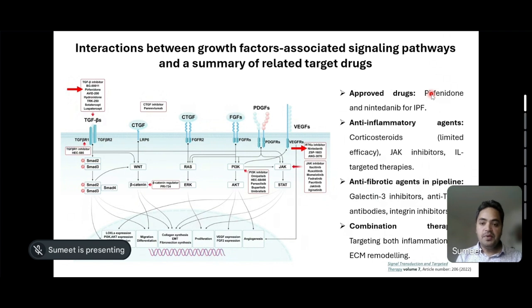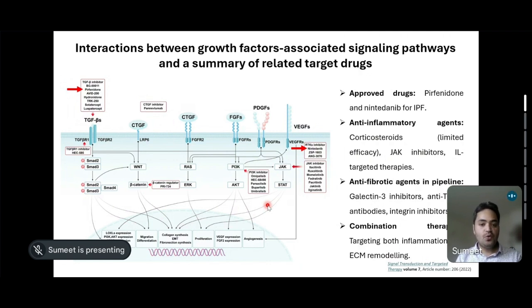People have tried different anti-inflammatory agents like corticosteroids or JAK inhibitors or IL-targeted therapies. People have also used some anti-fibrotic agents. These are mainly in the pipeline, for example, galectin-3 inhibitors or anti-TGF-beta antibodies or integrin antibodies. And people are also thinking of targeting both inflammation and ECM remodeling because, as I showed you in the previous slide, there are 2 components. Number 1, you have chronic inflammation which persists over a period of time.